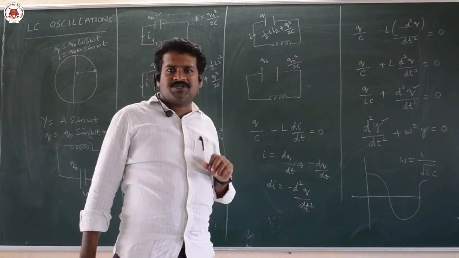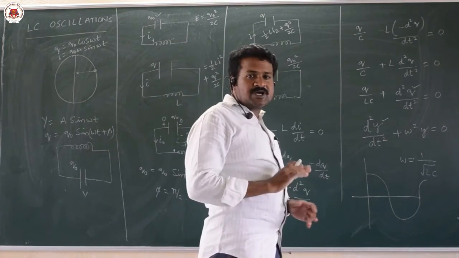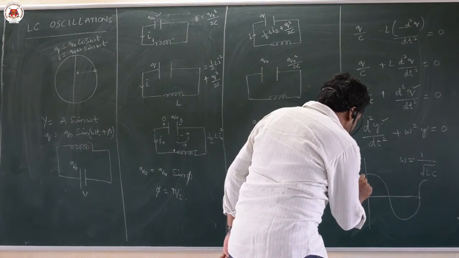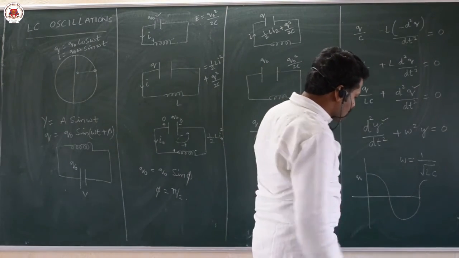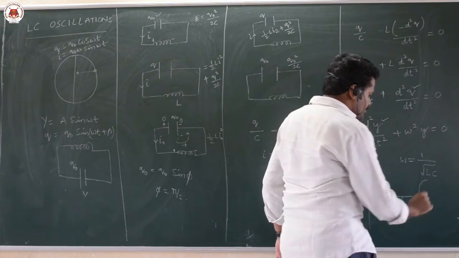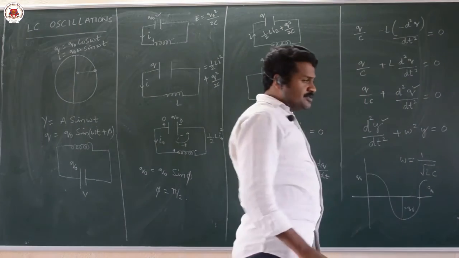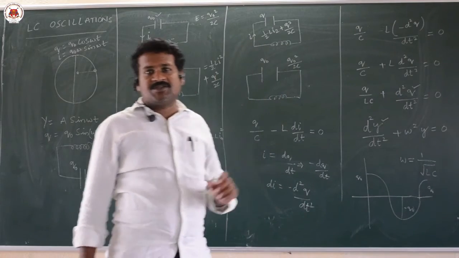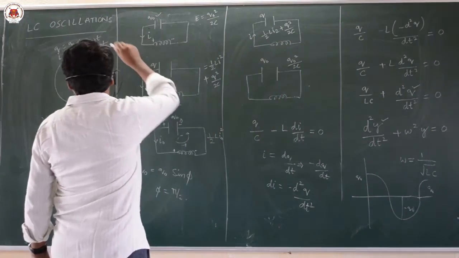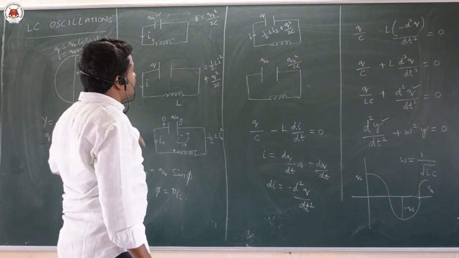So in LC oscillation, charge is varying with respect to time. This is the graph of charge with respect to time. When time t is equal to 0, charge was maximum q naught, then it reaches 0, then minus q naught, again reaches 0, again reaches plus q naught. So this is all about LC oscillation. Charge varies with respect to time as q is equal to q naught cos omega t, and I is equal to q naught omega sin omega t.